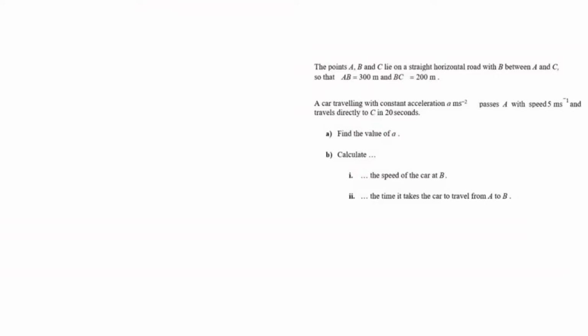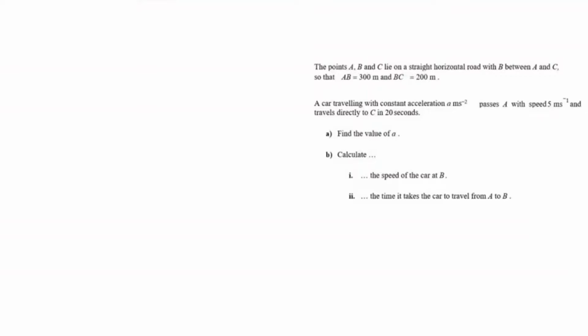So in this question, we've been told that the points A, B and C lie on a straight horizontal road with B between A and C, so that the length AB is 300 meters and the length BC is 200 meters. It then goes on to tell us that a car is traveling with constant acceleration A, it passes the point A with a speed of 5 meters per second, and it travels directly from A to C in 20 seconds.